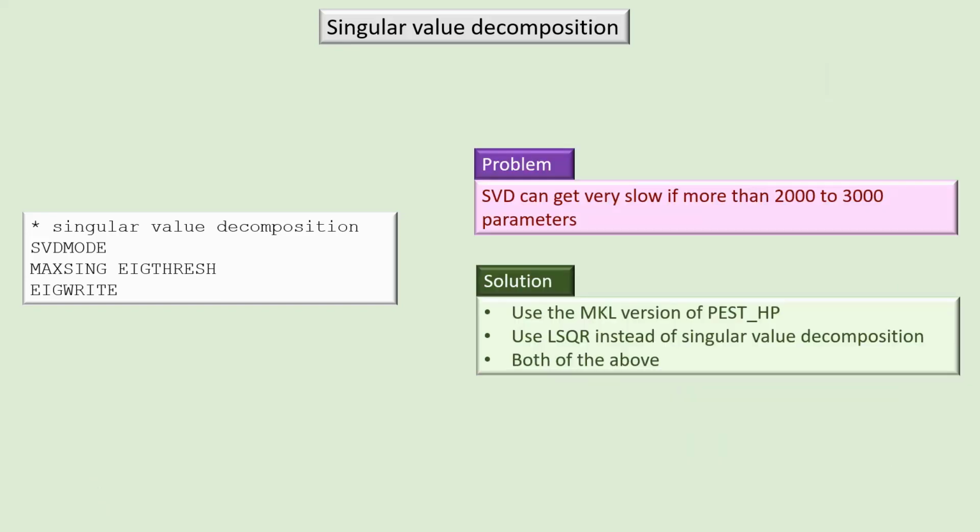Now, a problem with singular value decomposition is that it can get very slow if we have a lot of parameters featured in the PEST control file. There are a couple of ways that we can use to speed this process up. One is to use the MKL version of PEST HP. MKL is an Intel library that allows us to do matrix and vector operations very quickly indeed by parallelizing these operations on the computer on which PEST is operating. Another method is to use LSQR instead of singular value decomposition to solve the matrix equations that we saw in the previous slide, or do both of the above.